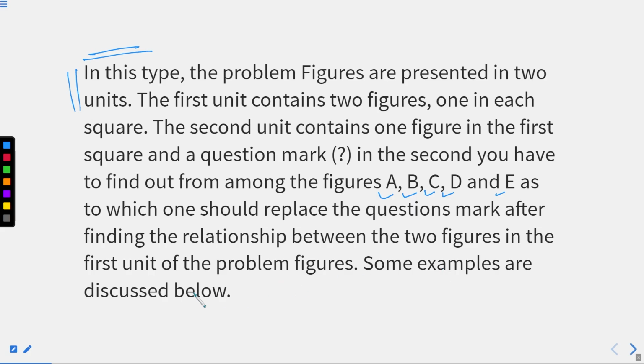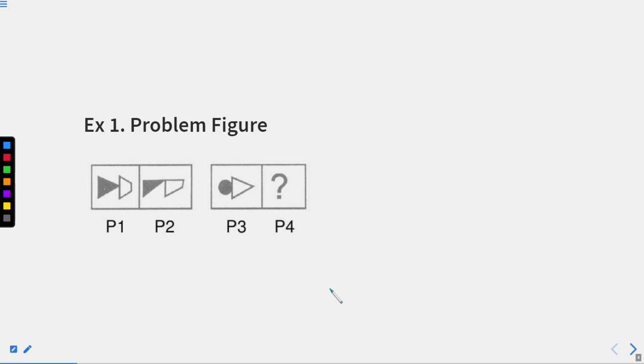Some examples will be discussed, right? Now I'm going to discuss examples 1 to 4. These examples will be related to the analogy problems, right? So here I'll be explaining each and every problem with the help of proper methodology, right? So here is the first question in front of you. Now in these kinds of questions, what you need to figure out is what will appear here in this question mark. So in the first problem itself, I'll be explaining you the procedure, right?